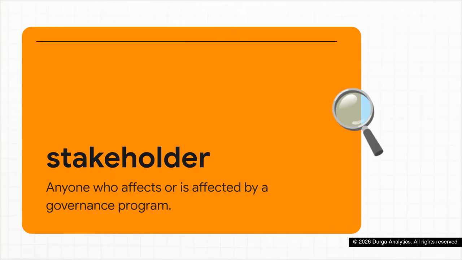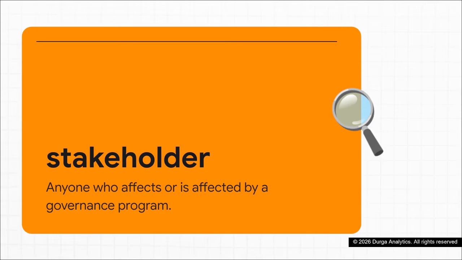We define a stakeholder as anyone who affects or is affected by your governance program. But we're not just going to make a simple list. We map them on two totally crucial axes. The first is influence, which is their sheer power to help or block your program. The second is interest, which simply means how much they actually care about the outcome.